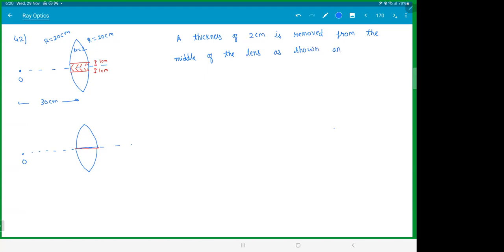And remaining parts are joined again. Find the position of the images. Let's get this. Let's see how you figure out the catch. I hope the diagram is clear.